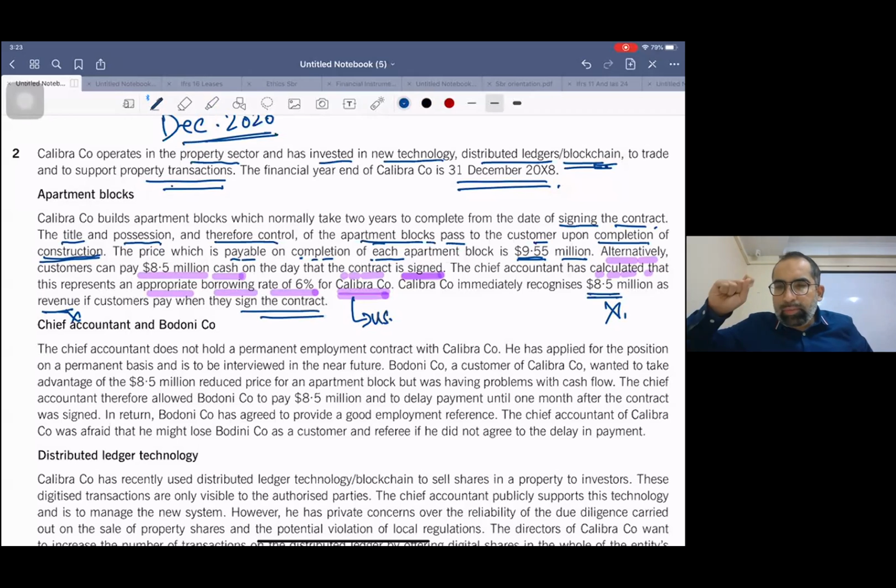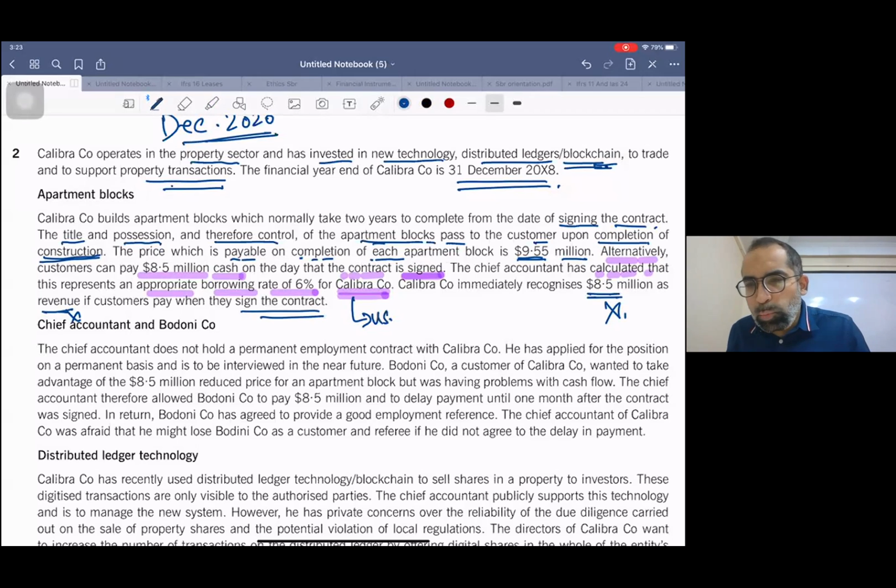Simple. If the customer pays after 2 years, that means on the completion, then the amount is 9.55 million. And if they pay right now, the amount is 8.5 million. Now, according to the latest IFRS 15, if the customer pays now and takes goods or services after 2 years, this advance amount is treated as a loan.